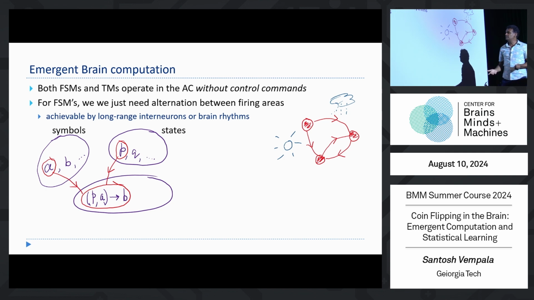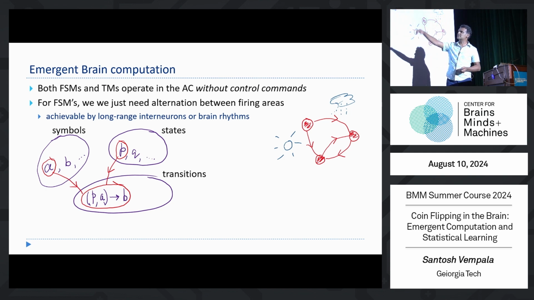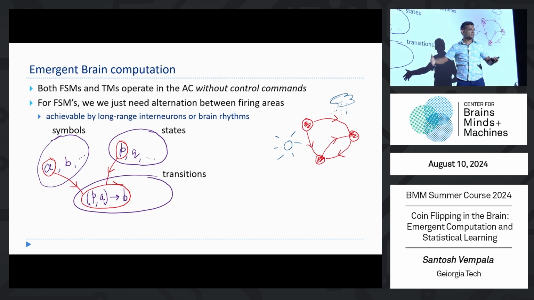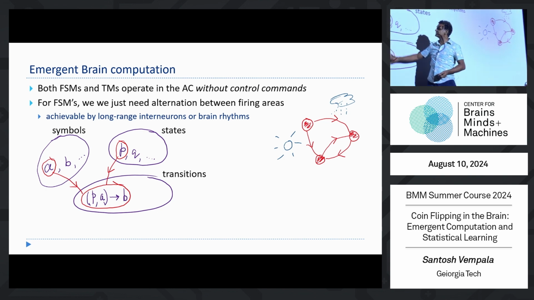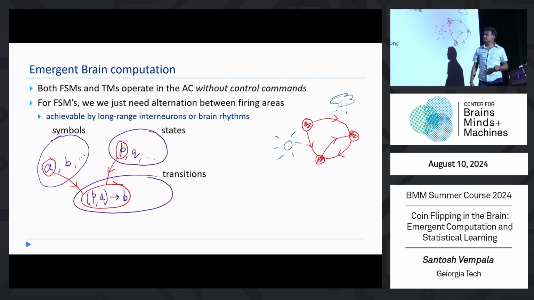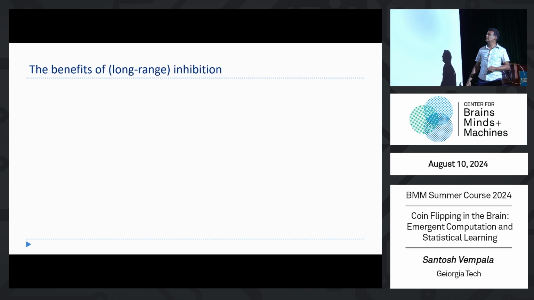By the way, the way we do this is we have three areas: symbols, states, and transitions. By presenting the symbol-state pairs in the next step, you create these transition assemblies. You learn these transition assemblies, which then map back to the next state, and that's how it continues. Okay? So there's no control commands here.